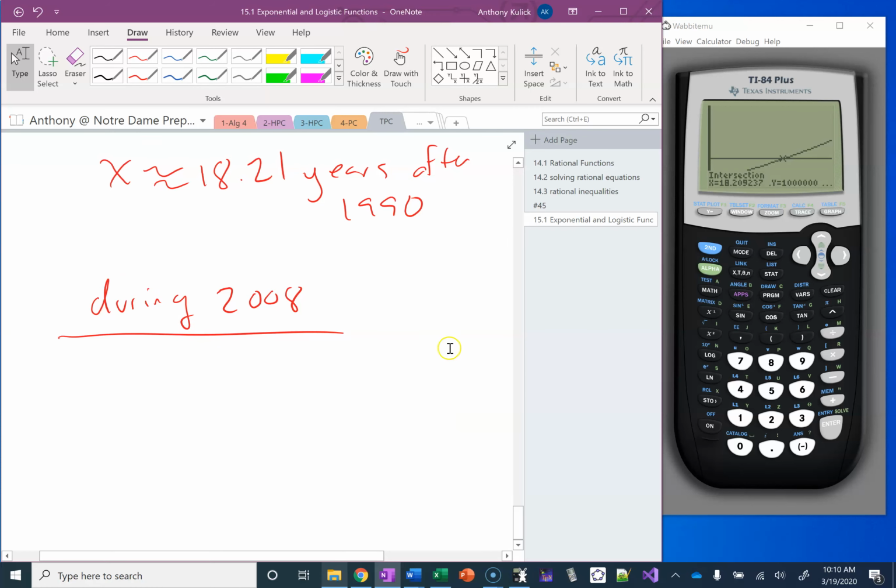If this question had said at the start of what year does the population exceed 1 million, there we would have to answer 2009, because again in 2008 we're not quite there.